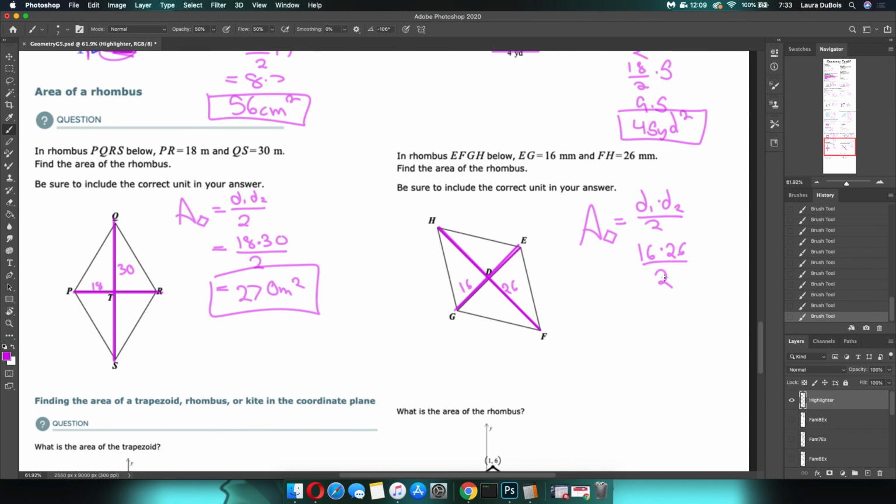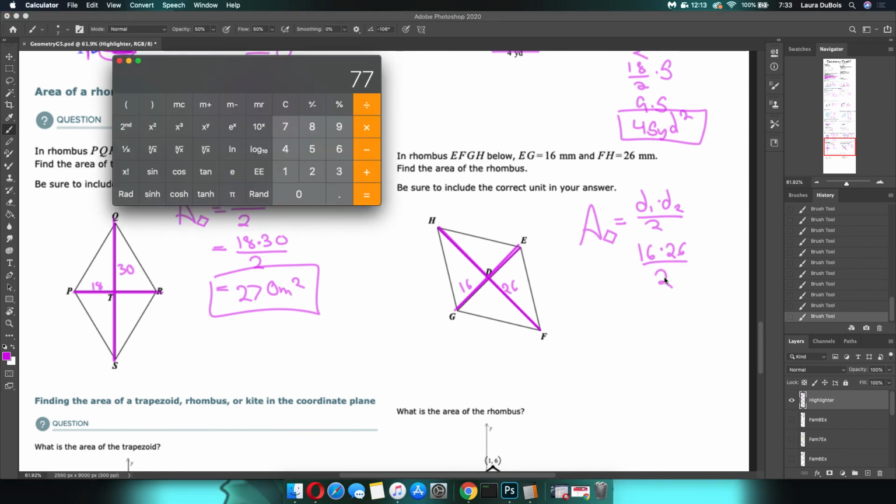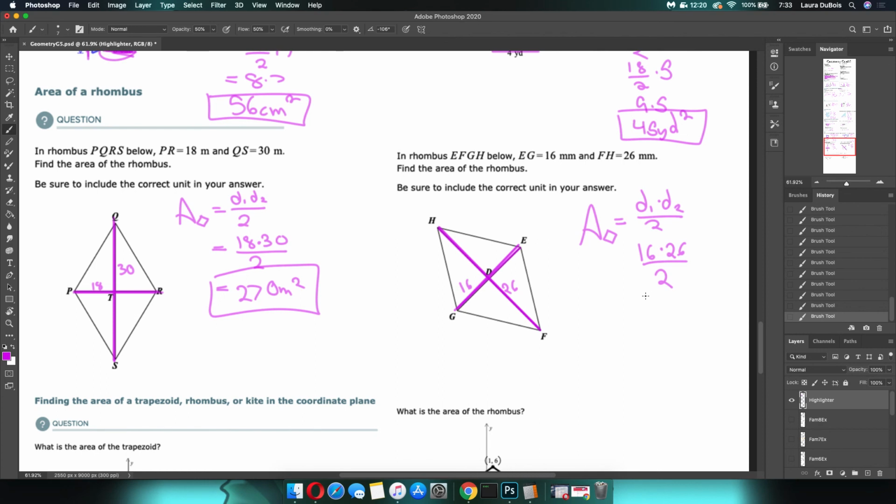That's a little bit big for me. That's going to be 16 times 13. Let's see what that is. 16 times 13 is 208. I wasn't even close. So that's going to be 208 millimeters squared. So again, this is the new formula. I'll give you a couple of seconds to write it down.